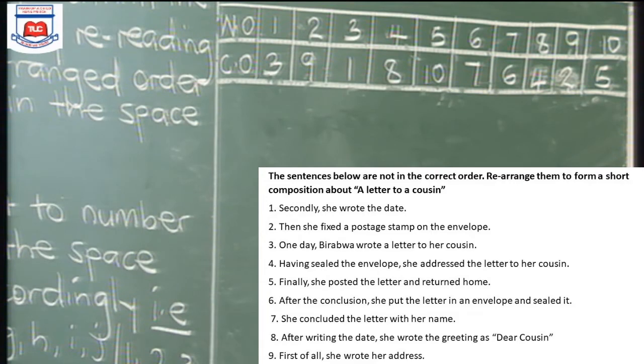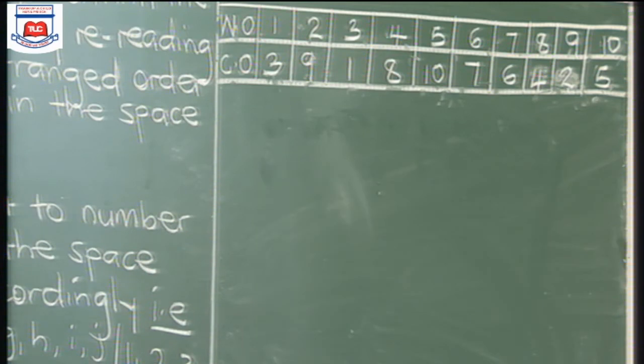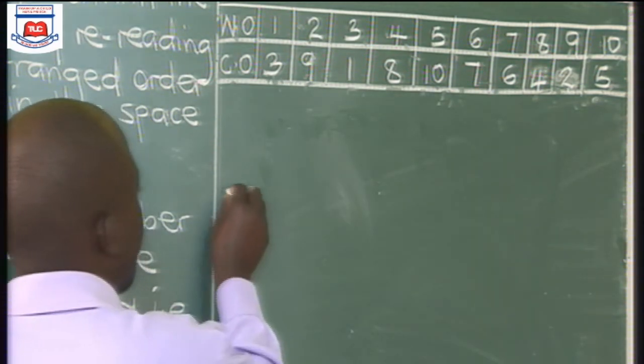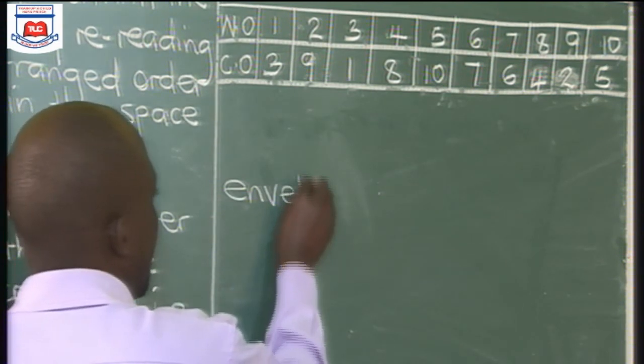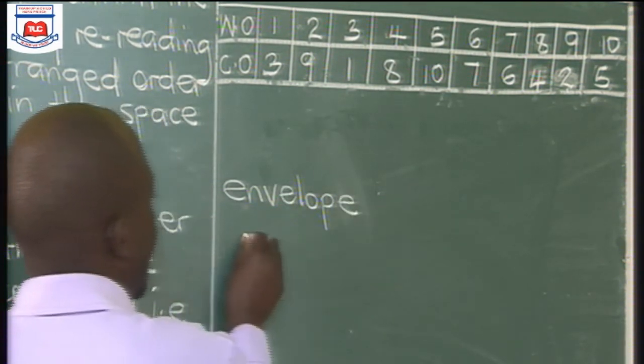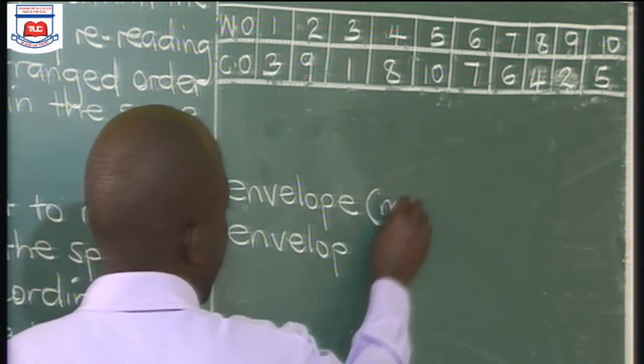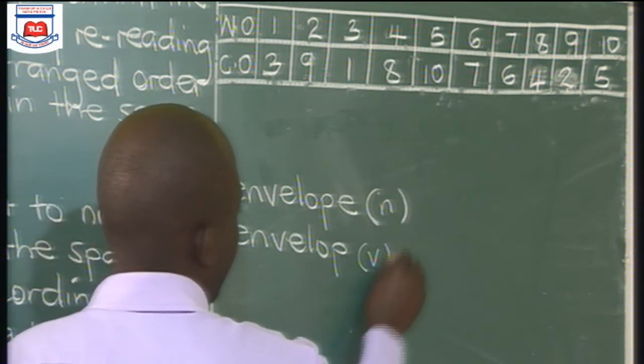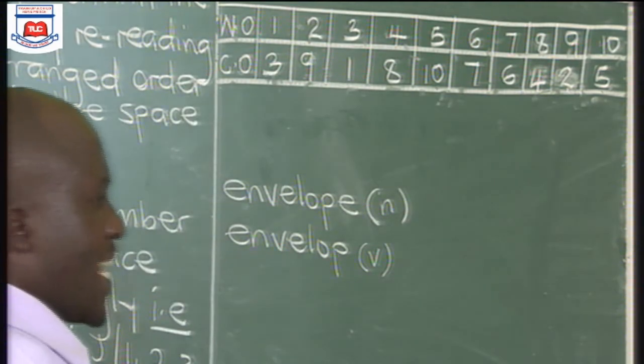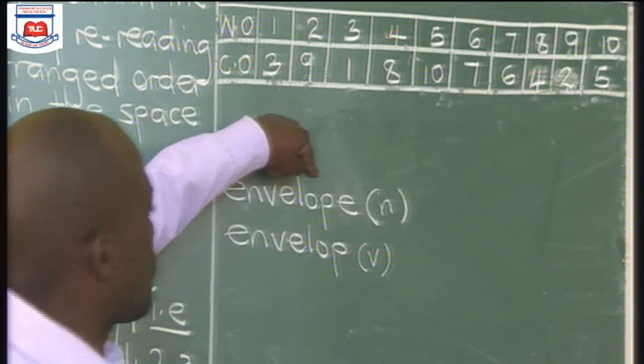That is, this composition today was basically on letter writing. If you are conversant with the parts of the letter, then you would arrange this easily. So I had asked you to give the difference between envelope and enveloping. So this one is a noun and this one is a verb. The process of putting a letter in this one is what we call that one.